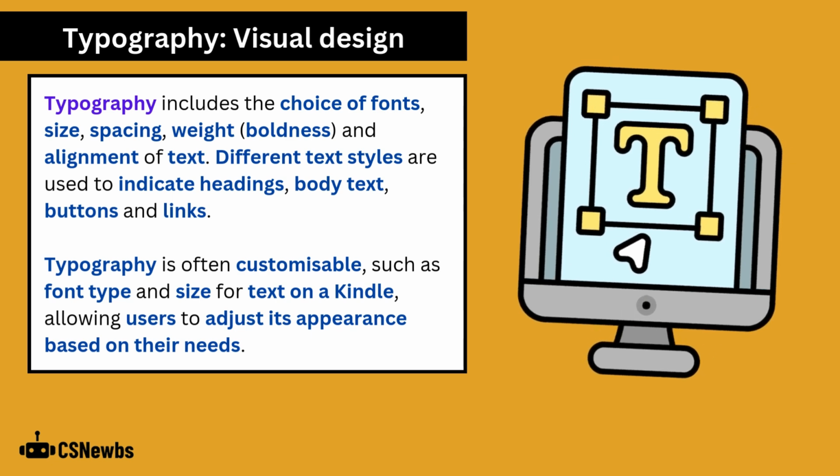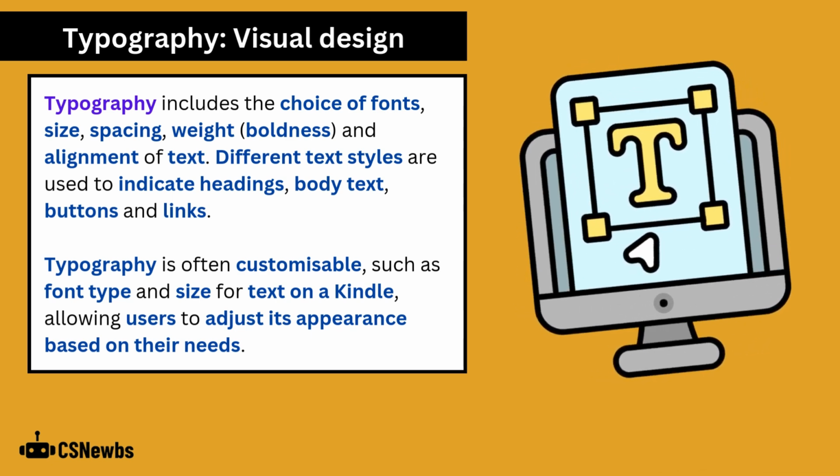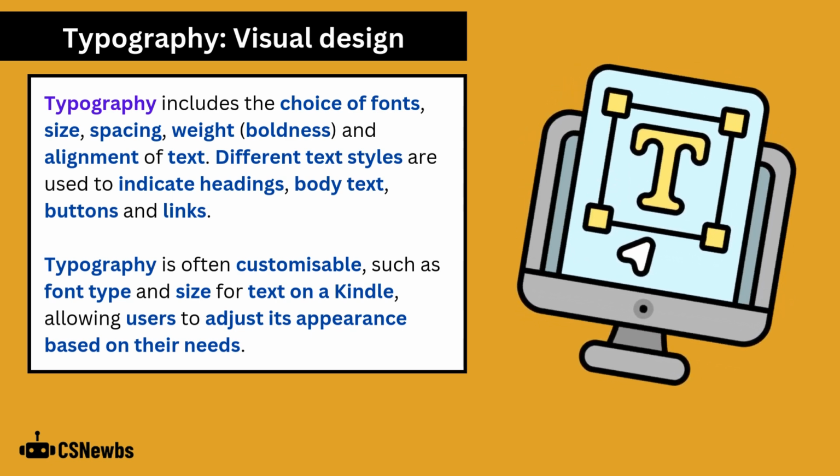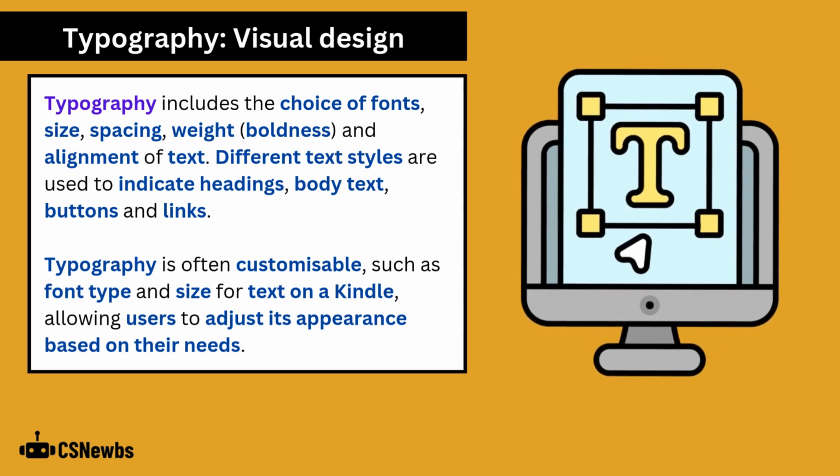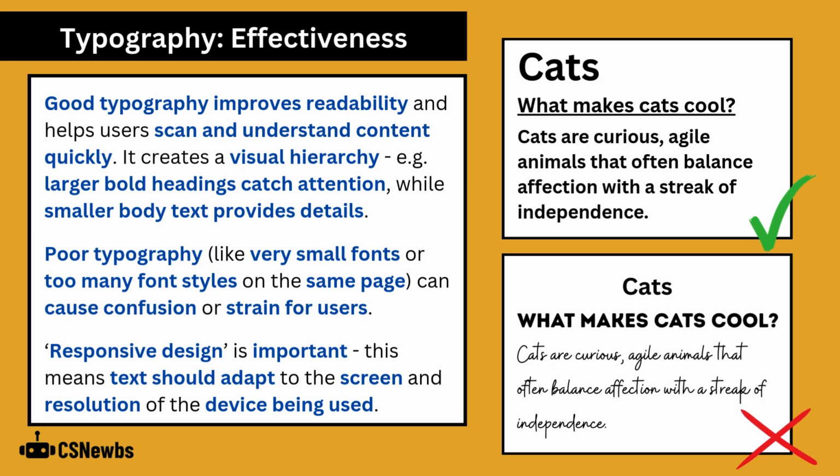Different text styles are used to indicate headings, body text, buttons, and links. Typography is often customizable, such as font type and size for text on a Kindle, allowing users to adjust its appearance based on their needs. Good typography improves readability and helps users scan and understand content quickly. It creates a visual hierarchy, for example with larger bold headings that catch attention, with smaller body text providing details.